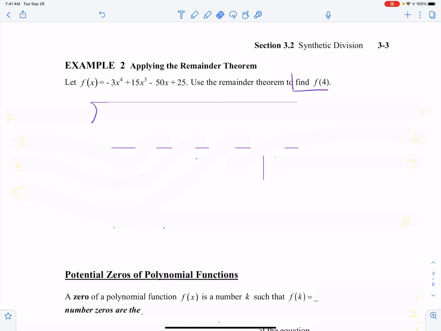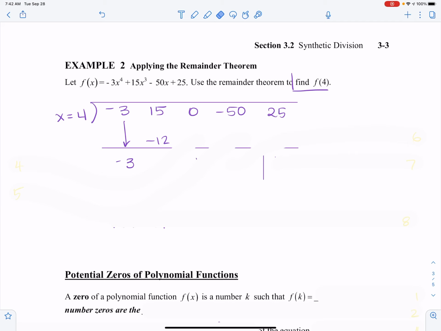Now, up until today, you would have said, well, let me just plug and chug. But we can use the remainder theorem to do this. So the first thing that we're going to do, just like we did in the last example, is get our coefficients. Notice that I've put a 0 placeholder in for the x squared term. And then out in front, remember, it's whatever my x value equals. So out in front, my x value is equal to 4. The first thing you want to do is bring that negative 3 straight down. And then you're going to multiply by what's out front.